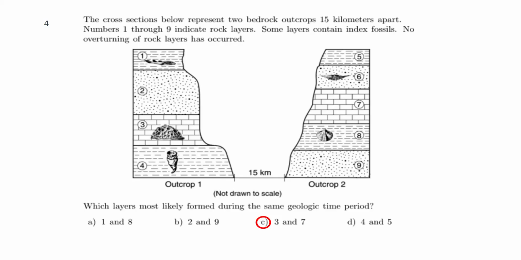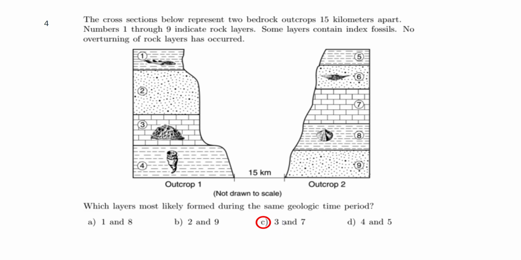So now we're going to go over question number 4 on your worksheet. Question number 4 asks, the cross sections below represent two bedrock outcrops 15 kilometers apart. Numbers 1 through 9 indicate rock layers. Some layers contain index fossils. No overturning of rock layers has occurred. Which layers most likely formed during the same geologic time period?